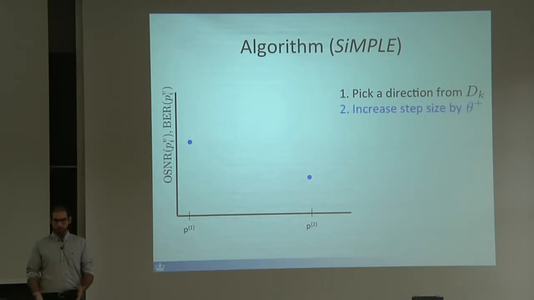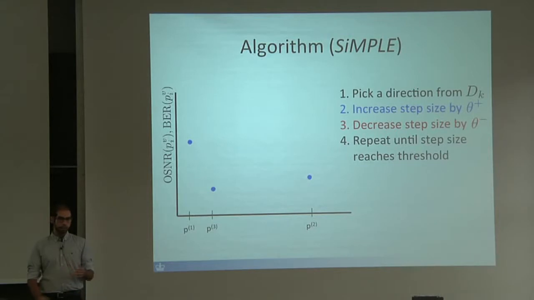Now, since this was a good step, the algorithm increases the step size by a certain amount, theta plus, which will become important later. And let's say it takes this step size to obtain this red dot. This is clearly a worse point than the previous one, so this was a failed step. So what it does is that it decreases the step size by an amount of theta minus. And then it tries the step again from the second point. And then it just repeats this until the step size gets very, very small.